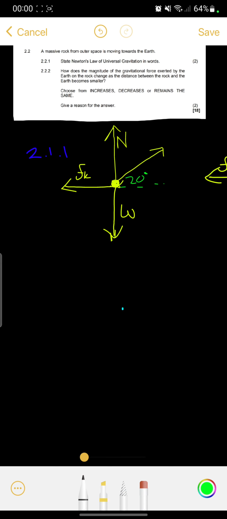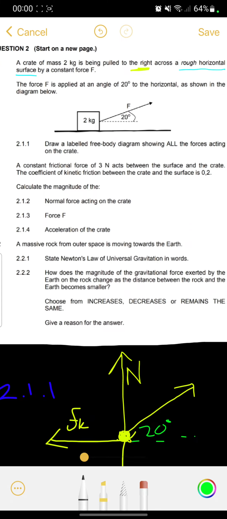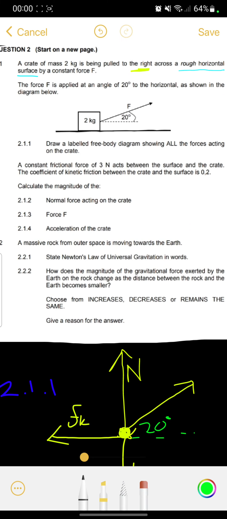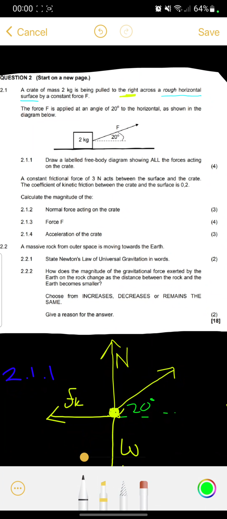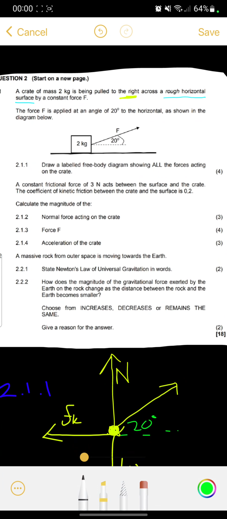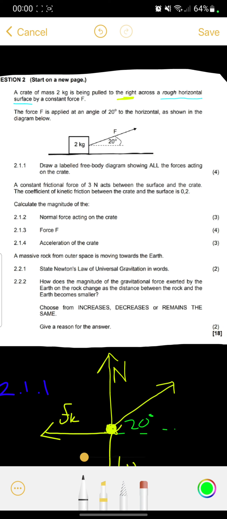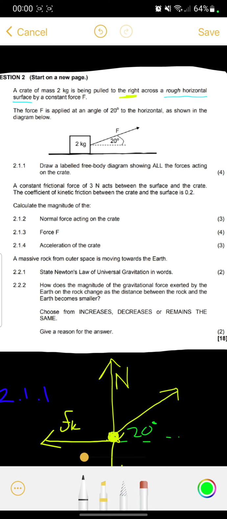Let's move to the next question, which asks us to calculate the magnitude of the normal force acting on the crate. But before that, they've given us some extra information. It says a constant frictional force of 3 newtons acts between the surface and the crate. We already predicted there would be friction because it's a rough horizontal surface. And the coefficient of kinetic friction between the crate and the surface is 0.2. I don't know why they are giving us the coefficient of friction.